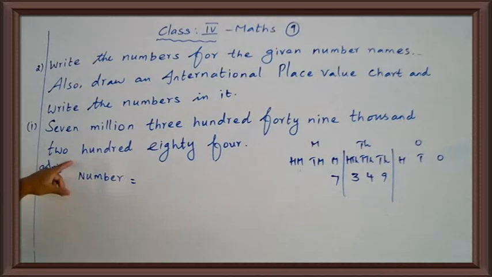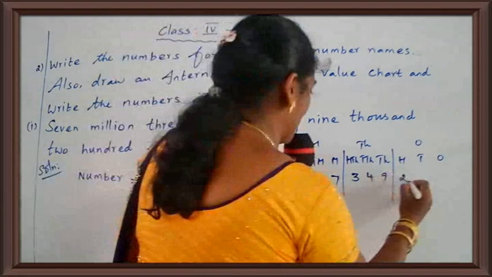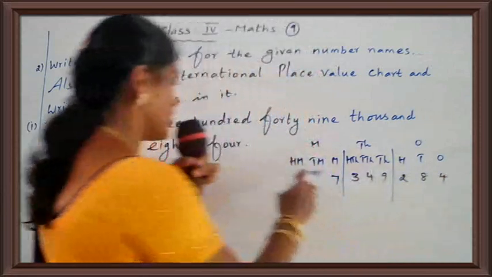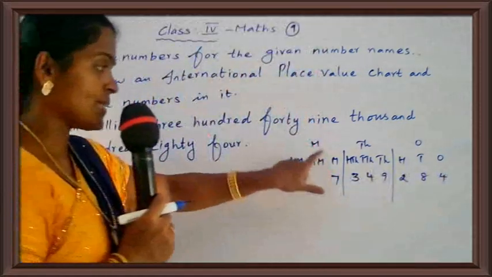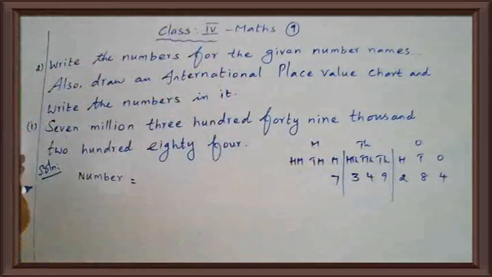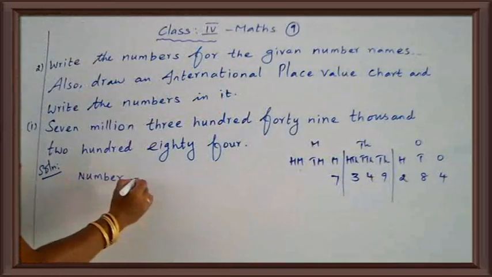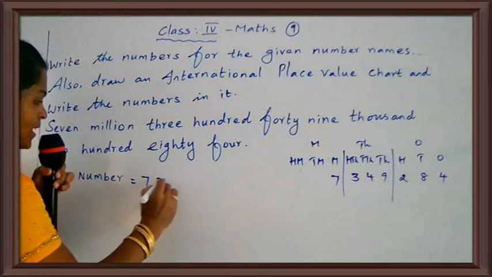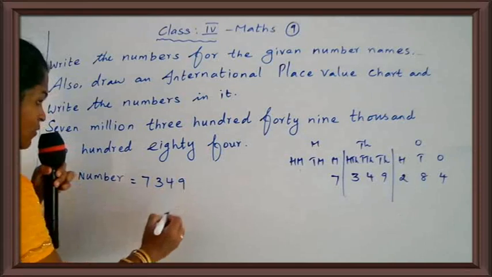Next, 284. So your number is 7,349,284. Okay, now you write the number here, 7,349,284. Now you mark the period.